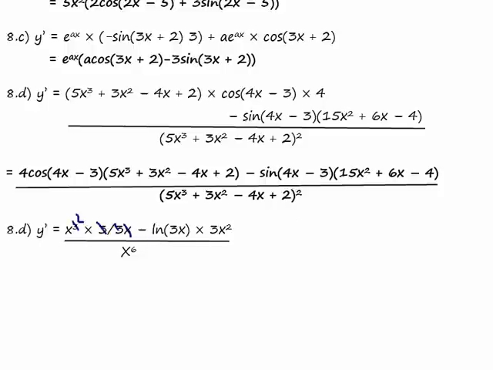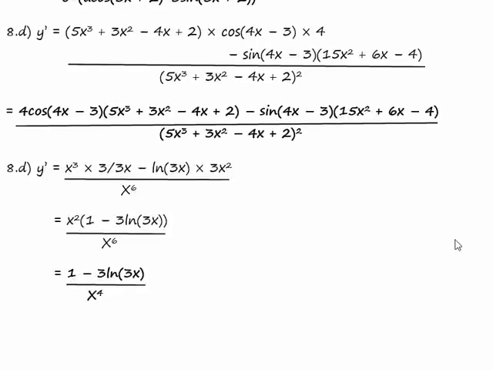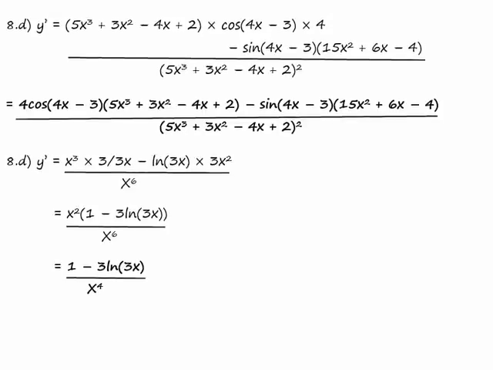I'll take those outside a bracket. So I get x squared outside 1 minus 3 log 3x. That x squared will cancel with 2 of those, giving me 1 minus 3 log 3x over x to the 4th power. And that's the end of question 8.